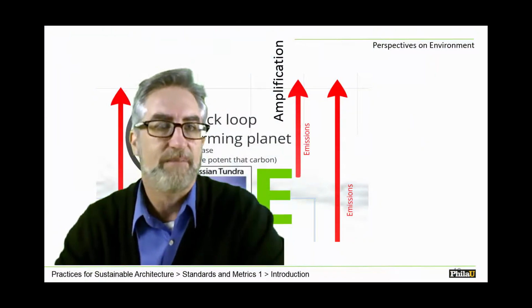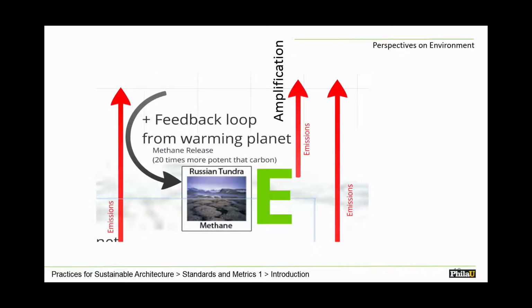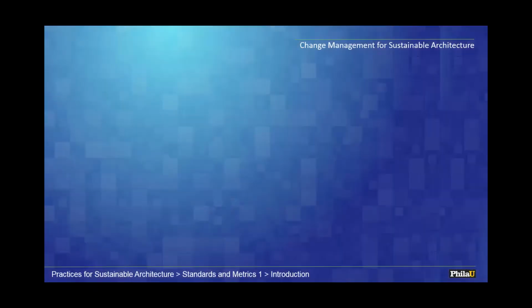So here, the Russian tundra methane is probably one of the best examples of these feedback or amplification loops, where as it gets warmer, more and more methane is released. That methane becomes a greenhouse gas, which generates more warming, which then releases more methane into the environment.